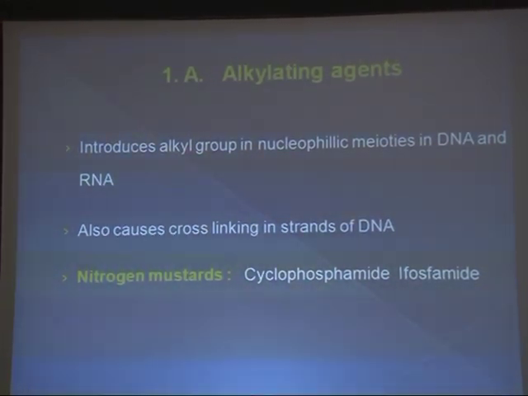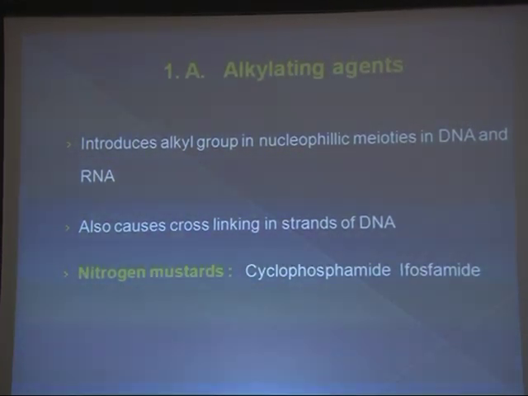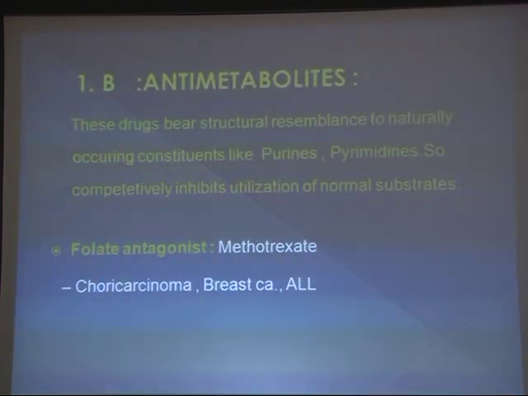We have drugs under this alkylating agent: nitrogen mustard, cyclophosphamide and ifosfamide. The other drugs which we have are ethylamine, and thiotepa, which is used for breast cancer. Nitrosoureas: we have carmustine, lomustine, which is used for CNS tumors as well as the melanomas. And triazine, dacarbazine, which is used for the islet cell tumors of pancreas. Now this is a very specific drug, dacarbazine, used for the islet cell tumors of the pancreas.